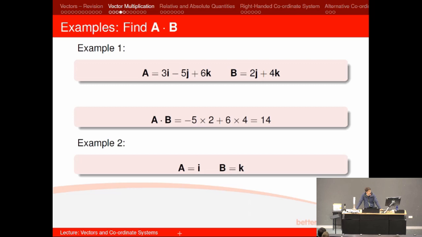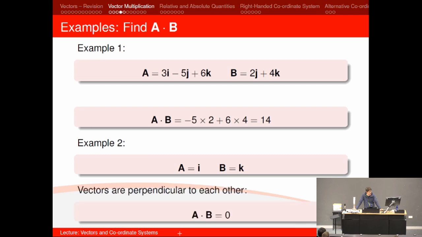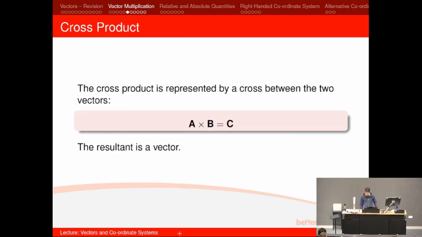All right, there's example 2. Vector A has just got the i component, the i unit vector, so that's essentially 1 times i. And vector B has just got the k value. Now, based on your experience in the previous example, what will be the answer here? 0, yes, exactly, 0.